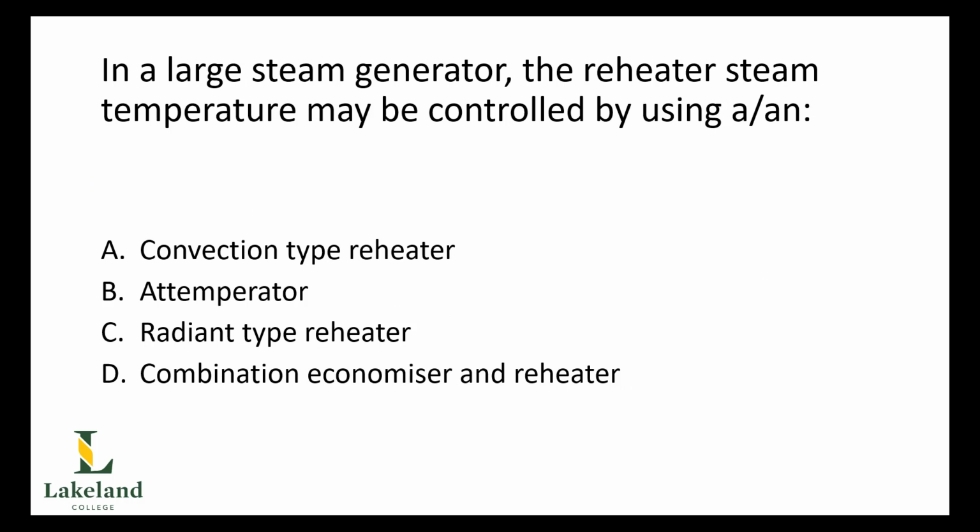Okay, next one. In a large steam generator, the reheater steam temperature may be controlled using a what? A convection type reheater, a temperator, a radiant type reheater, or a combination economizer and reheater. Well, your textbook said that we can control the temperature in the same way as a superheater. So, how do we control superheat steam temperatures? And the answer was within a temperator or a desuperheater. So the answer to this is going to be B. Now, I also told you in this objective that this is true, but in reality, you will find reheat steam temperatures are controlled on these large steam generators by tilting burners.